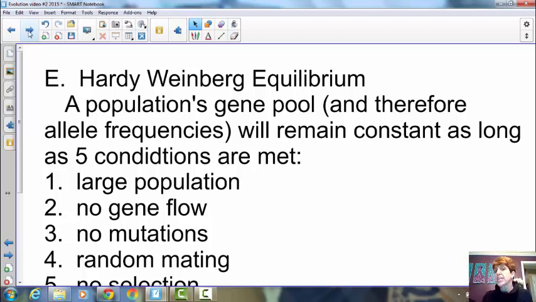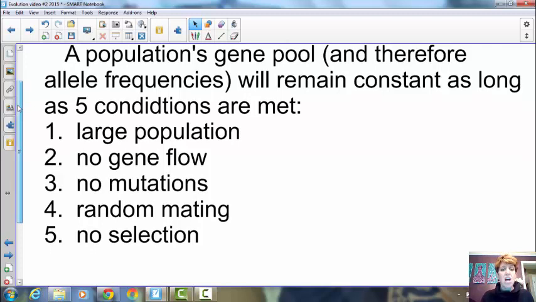And you're going to have a lot of tricks to remember how these 5 things work. So here are the 5 conditions: large population, no gene flow, no mutations, must be random mating, and no selection. And I'm hoping you're like, well, those are exactly the 5 that you just said. Yes, they are. So these are the 5 that you have to remember. If the 5 conditions that cause evolution are happening, you are not going to be in equilibrium.